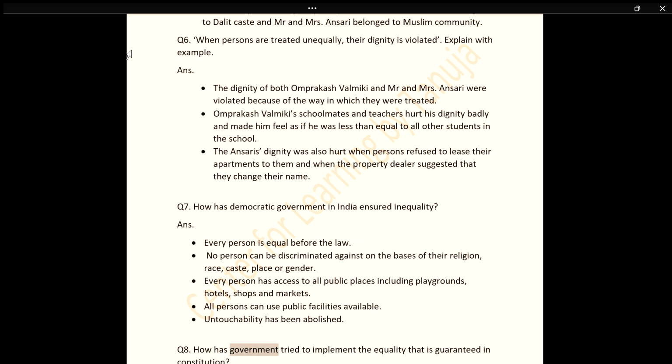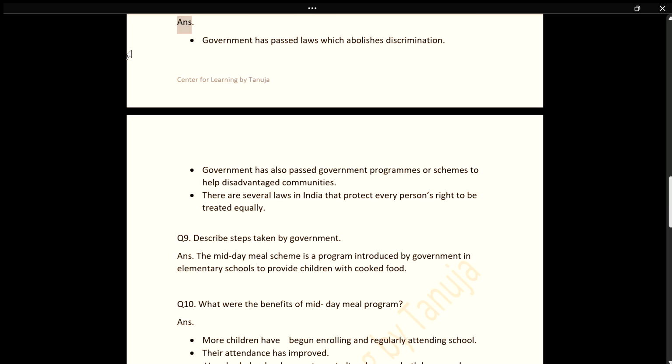Q8. How has government tried to implement the equality that is guaranteed in the Constitution? Ans. Government has passed laws which abolish discrimination. Government has also passed programs or schemes to help disadvantaged communities. There are several laws in India that protect every person's right to be treated equally.